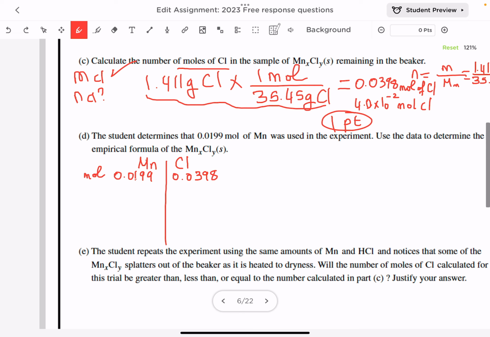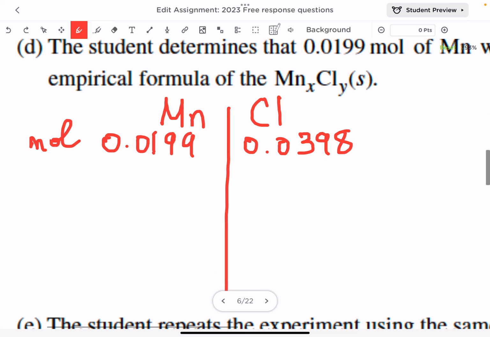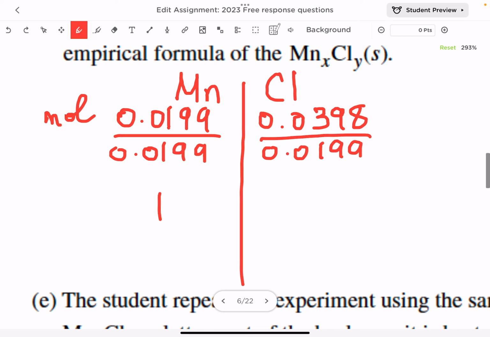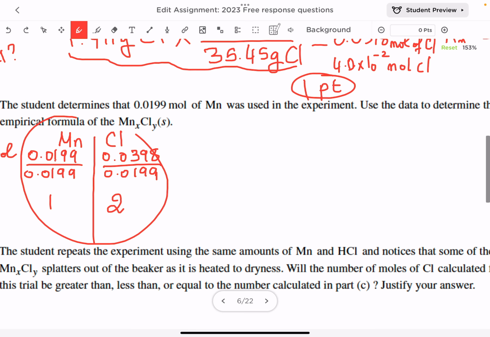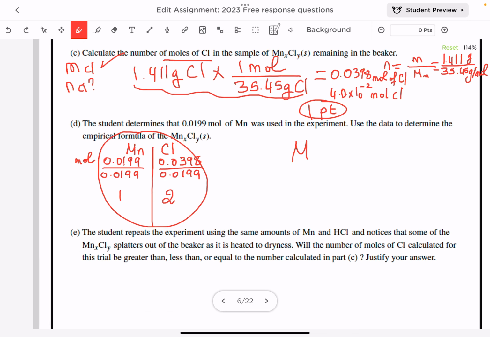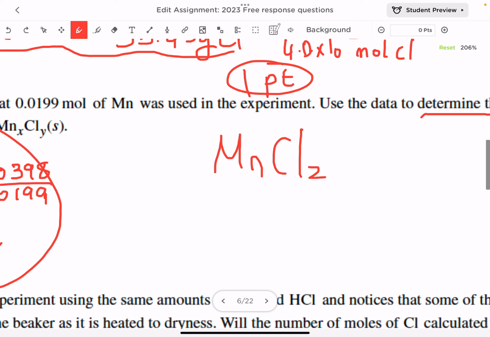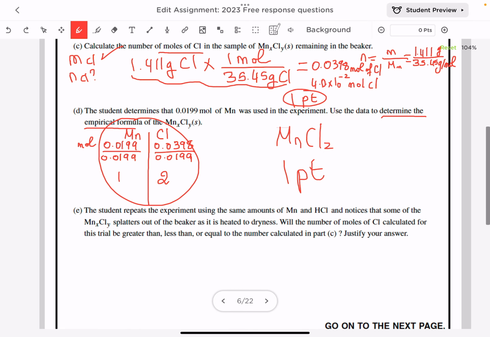Now, when we learned about how to find the empirical formula, we always find the ratio between Mn and Cl, which is we divide by the lowest number between them. So 0.0199 over 0.0199, that's a 1, and over here we get 2. This is showing your work. And here, because the question says determine the empirical formula, if you do not write the formula that I'm going to write right now, you will not gain the mark. After writing MnCl2, 1 full mark is earned.